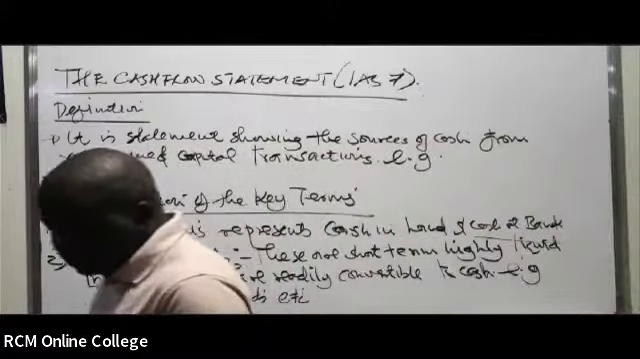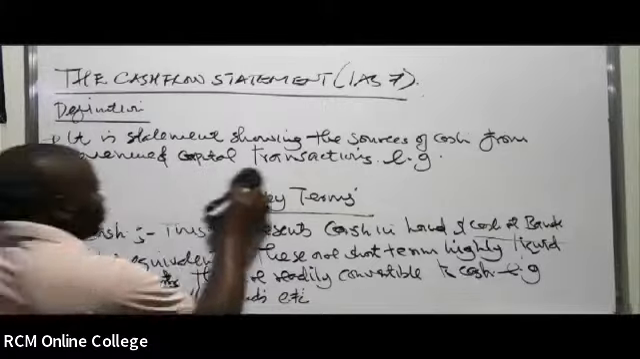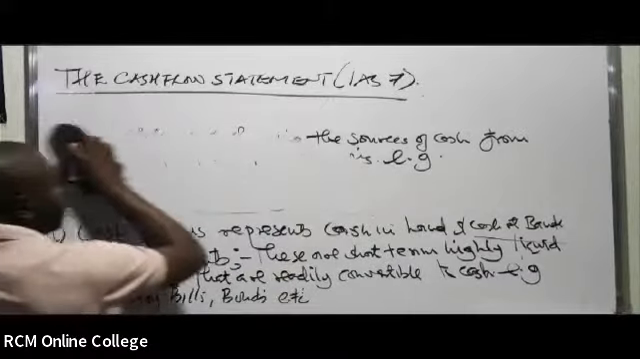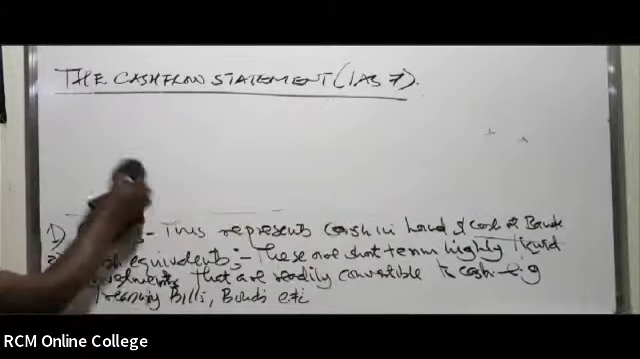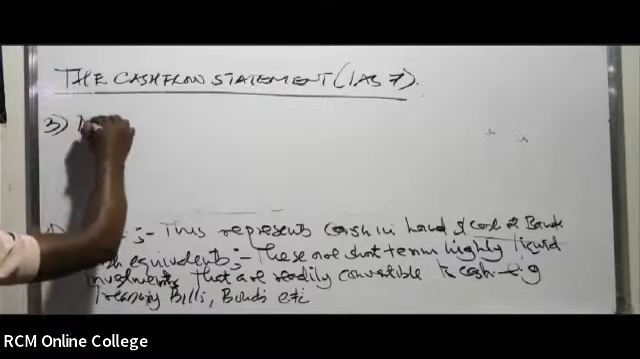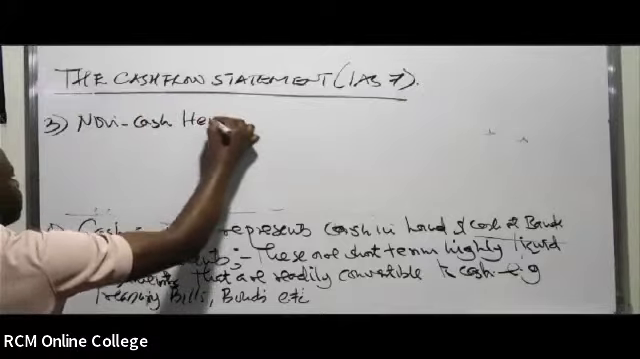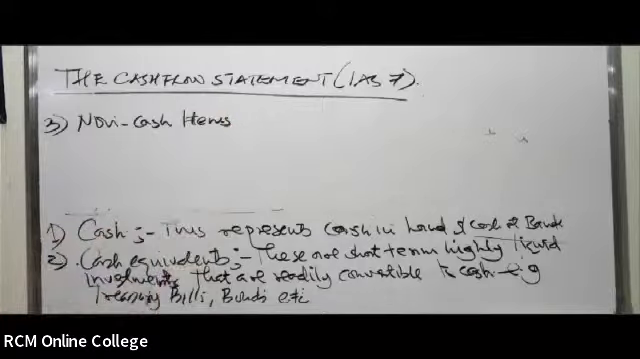Then we have number three, another term that I want you to write, which is what we call non-cash items. When we'll be preparing the statement of cash flow, we'll talk about non-cash items. So what do you mean by non-cash items? You write this. Non-cash items.